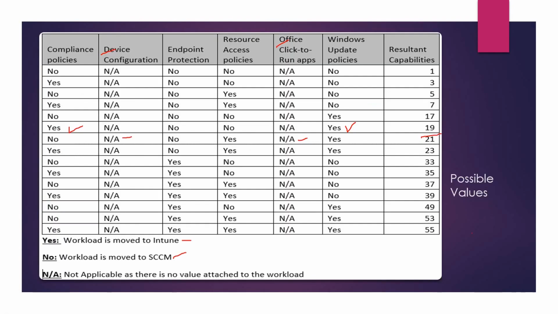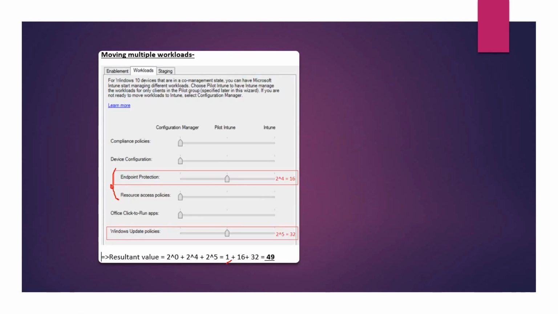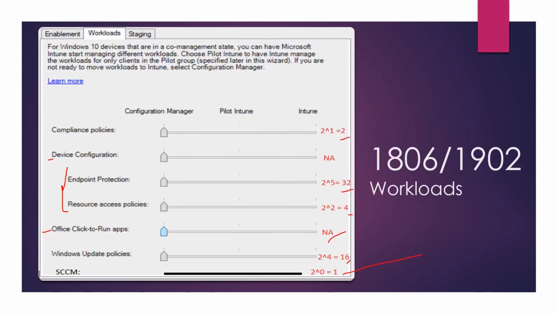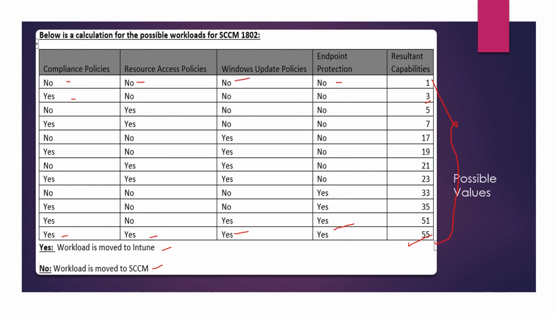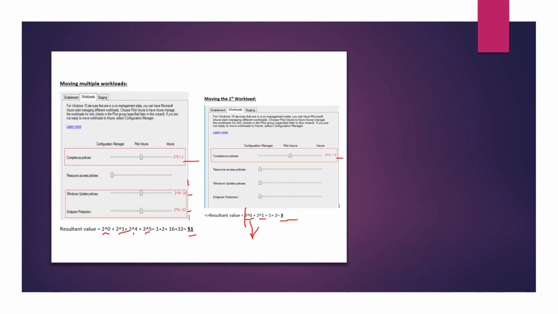How to see the newer workloads? Right now over here, as you can see, we have got 1, 2, 3, 4, 5, these additional workloads, 6 of them, in 1902 or 1806 or 1810. I believe it's going to be the same in 1906 as well. However, in the case of 1802, you can see that there were only 4 workloads.